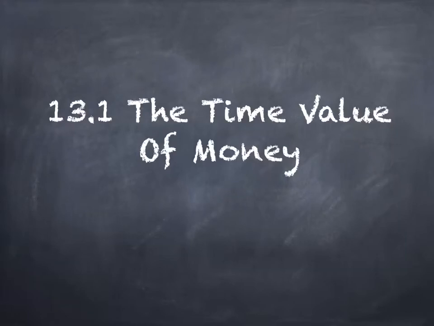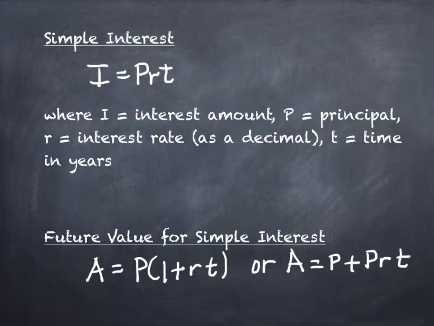Today we're going to take a look at section 13.1, which is the time value of money. And the first thing we're going to start with is the idea of simple interest. Simple interest is the formula I equals PRT.